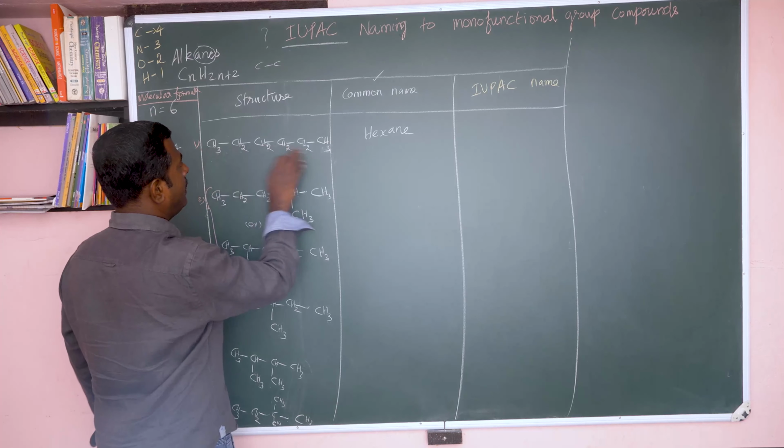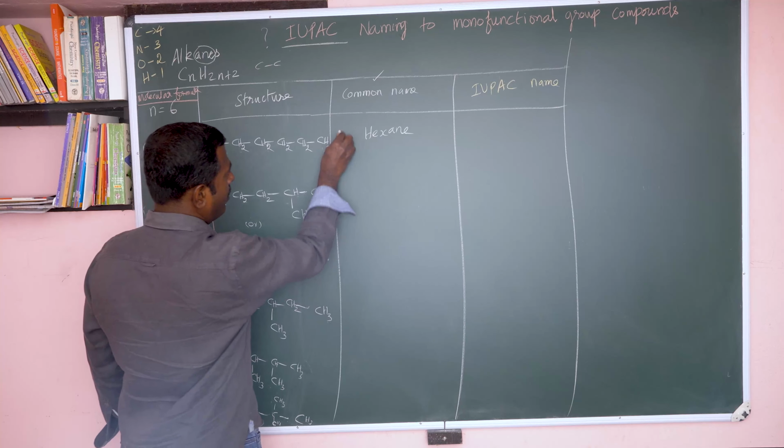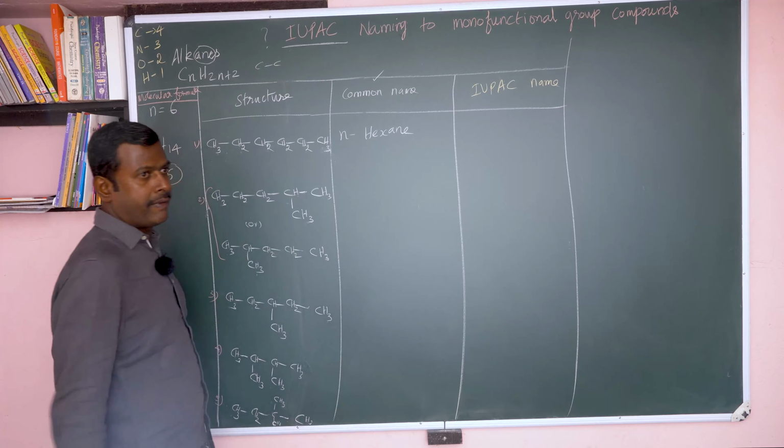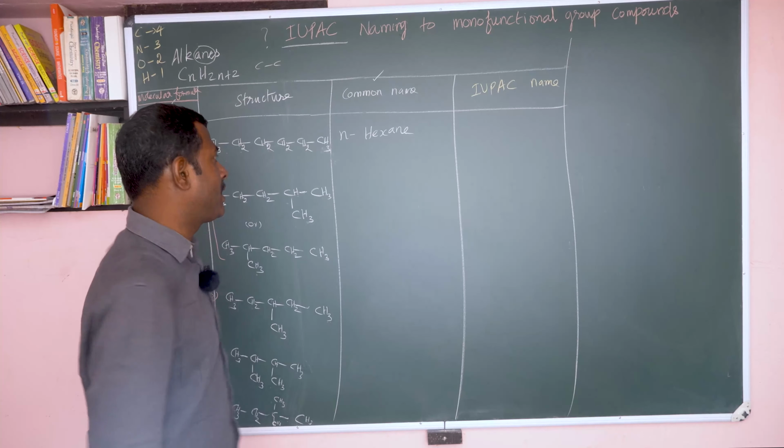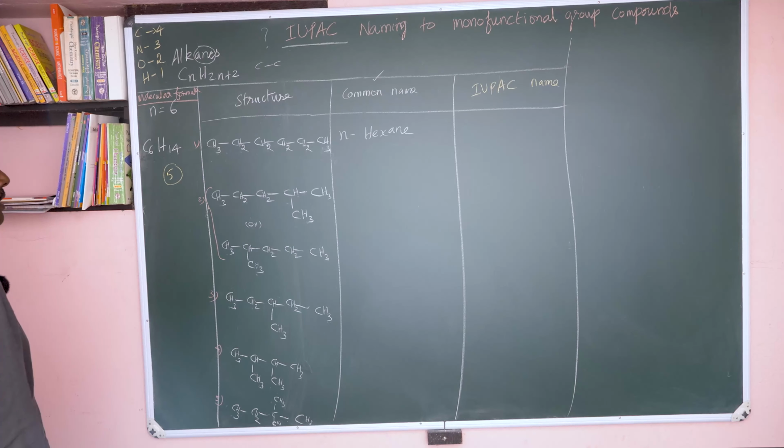All the carbons are in a linear, normal manner, so we give one small letter n for normal. So n-hexane. So the name of the first compound is n-hexane. Okay, right.